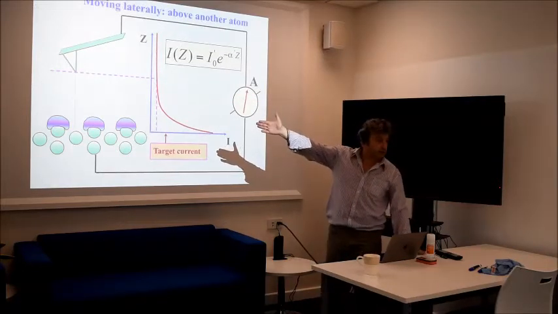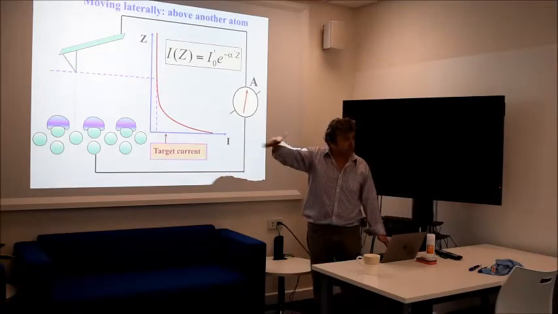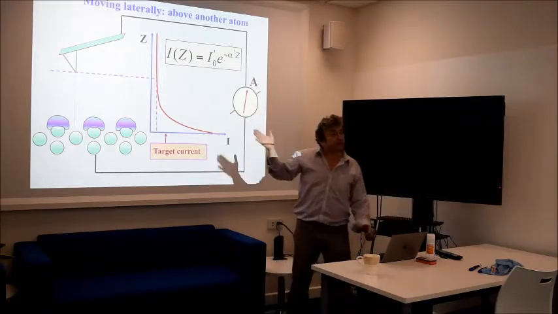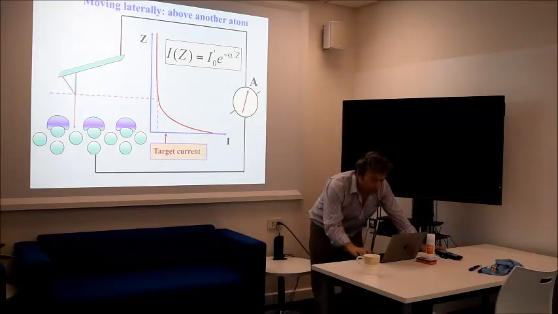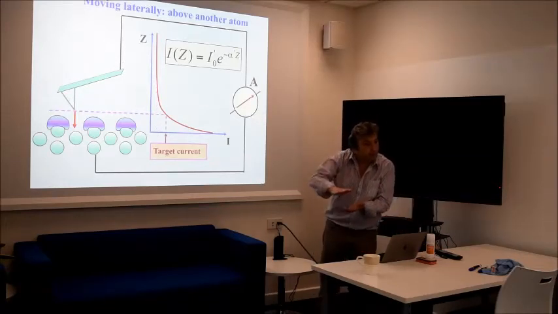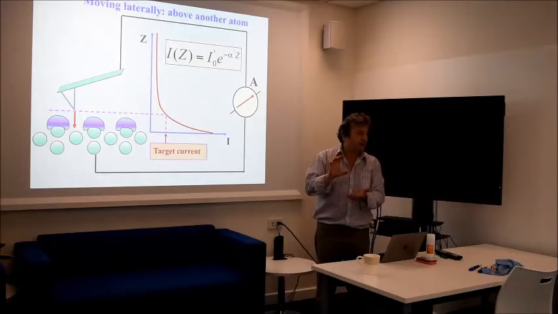Okay? So now, if we move the tip to a different position, say between two atoms, there's much less electronic density there. So it would decay into the vacuum much faster, and in that case, that curve would be much steeper. So if you want to move the tip to exactly the same target value, the tip will have to move closer to the surface. By closer, we mean probably one angstrom, maybe half an angstrom, a tiny, tiny distance.